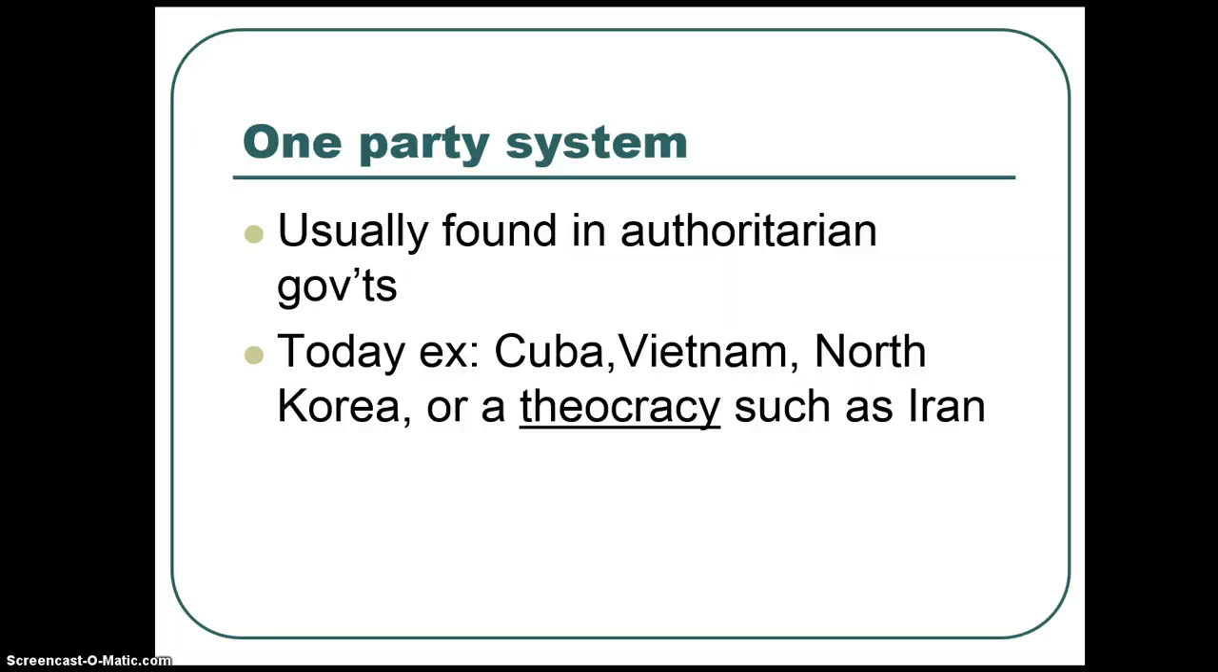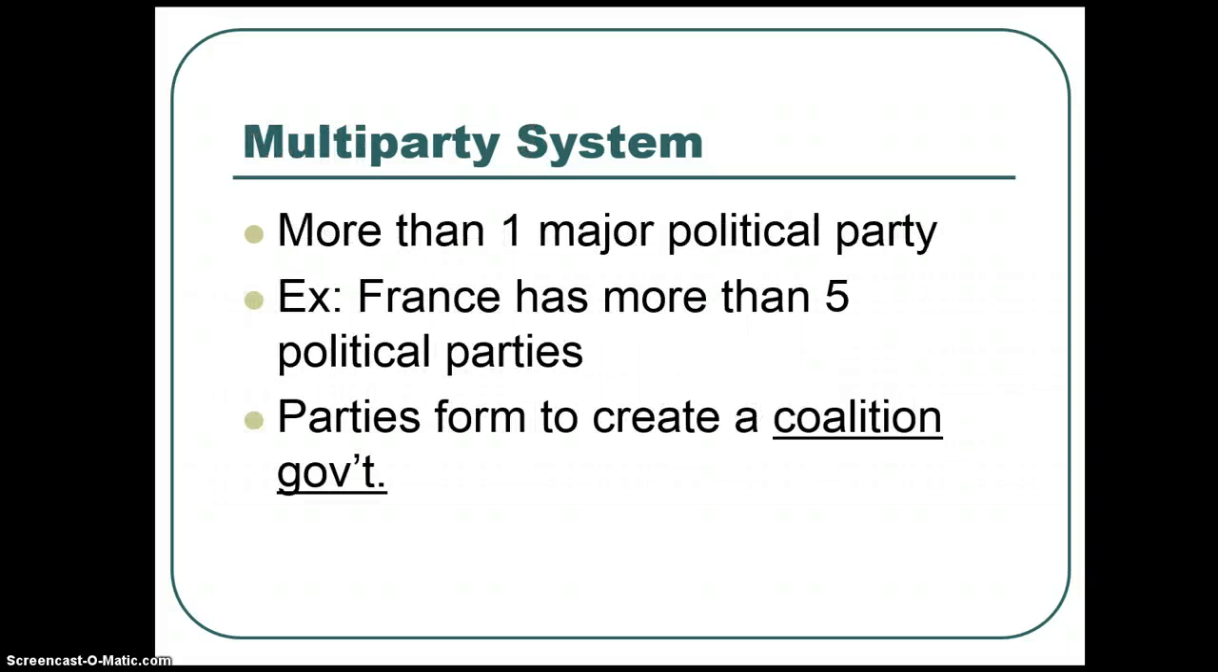So we have several different systems. The first system we're going to talk about is a one-party system. And a one-party system just means that there's one party dominating in that country. So usually found in authoritarian governments. I give you some examples right there. Cuba, Vietnam, North Korea, or a theocracy such as Iran, where they focus on religion and politics at the same time.